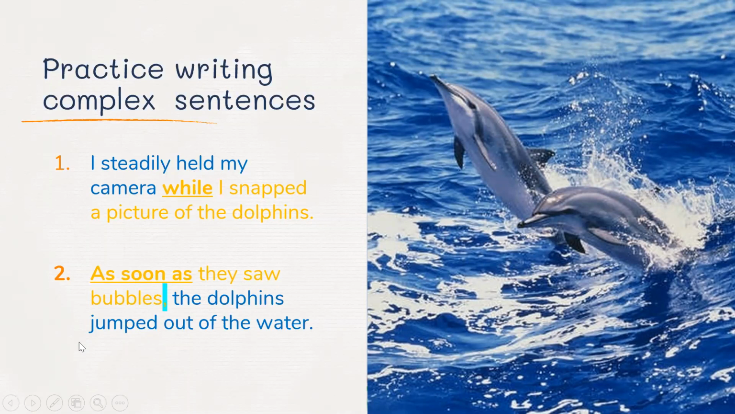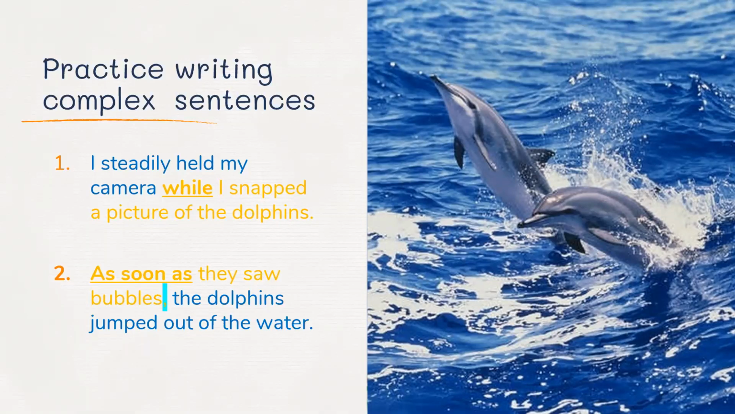My second example, as soon as they saw bubbles, the dolphins jumped out of the water. So in this situation, I put my dependent clause first. As soon as they saw bubbles, could that be a sentence by itself? No, because you're like, well, what happened as soon as they saw bubbles? If you just hear that and that's all you hear, you're left wondering or asking, well, what? As soon as who saw bubbles and what did they do? What's going on? It's not a complete thought. So as soon as they saw bubbles is my dependent clause.